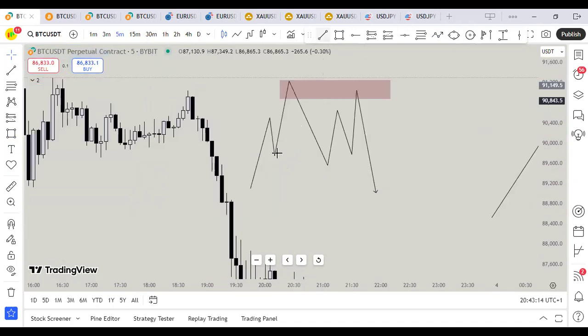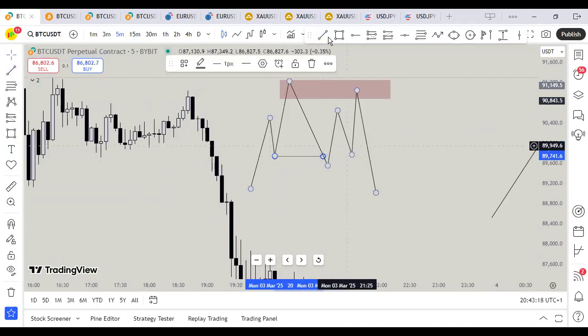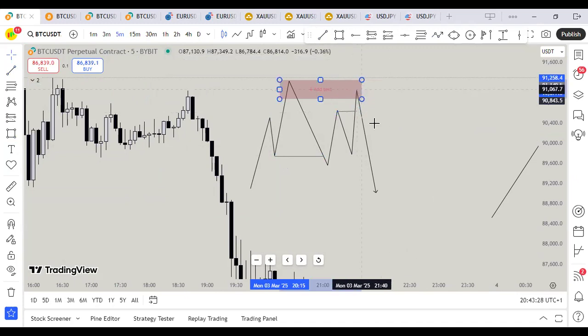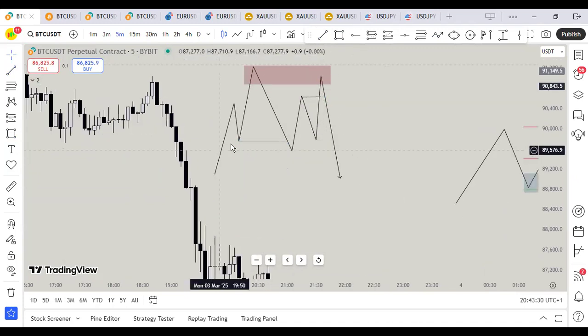Now, let me bring it out. We have a break of structure right here. Then we have liquidity before a break of structure, before our main POI. Markets broke this low.